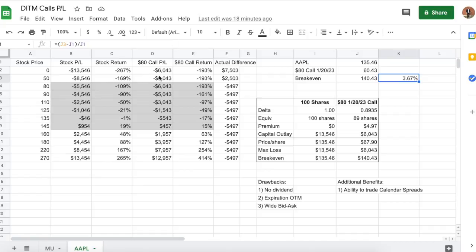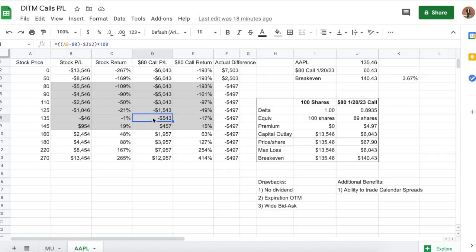Okay, so let's jump into it. Let's say January 20, 2023 rolls around, and Apple is still at exactly $135. If you were to buy 100 shares of stock, you would be down just $46. And we can see $135.46. So that makes sense. You're down about 1%.